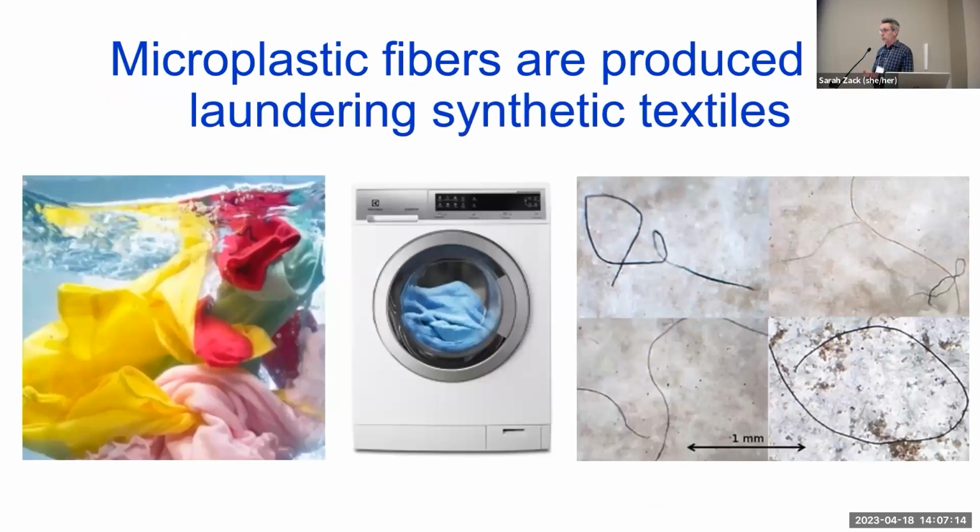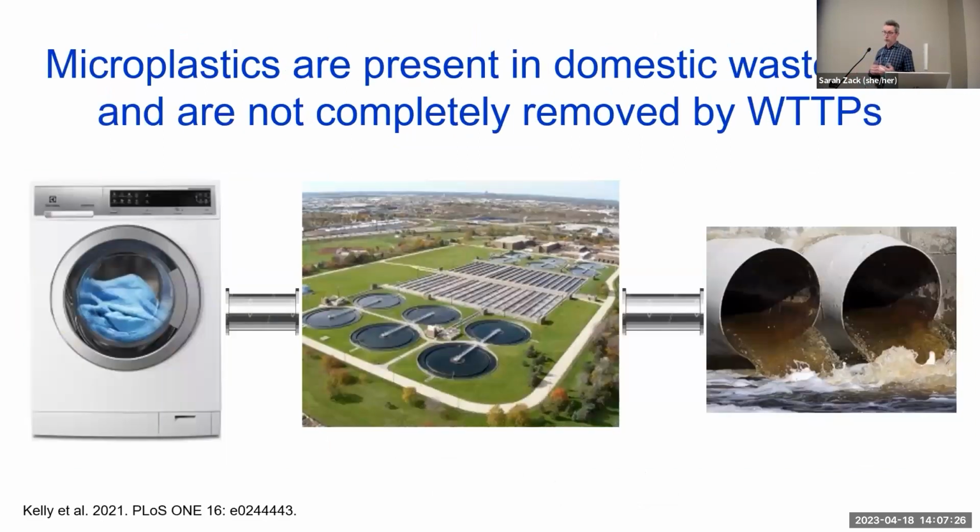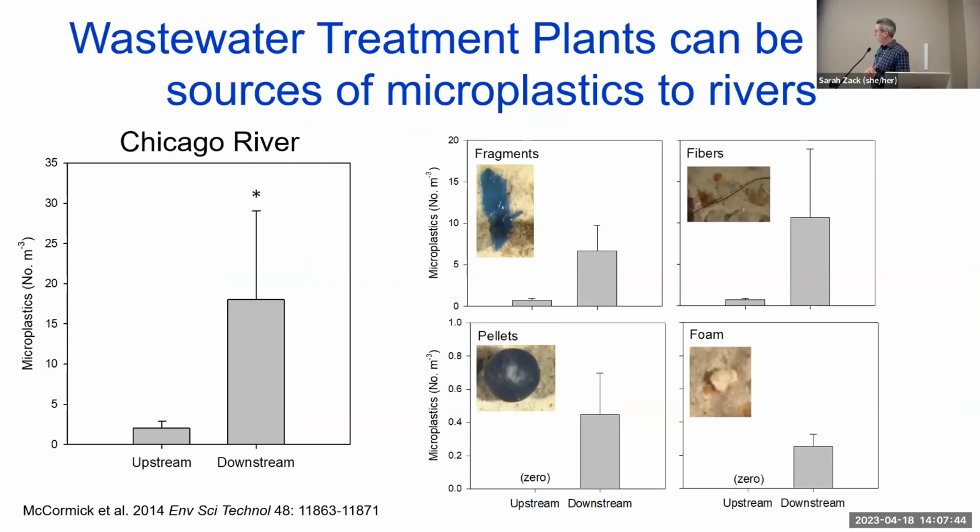These fibers, previous speakers have mentioned, can come from the laundering of synthetic textiles. So when we launder these synthetic textiles, they release microplastic fibers, which means they get released to domestic wastewater. When the wastewater goes to a treatment plant, most of the microplastics are retained in the treatment plant and end up in the biosolids, but it's not complete removal. So there's still significant amounts of microplastic that come out of the treatment plant in the effluent and can get released to surface waters.